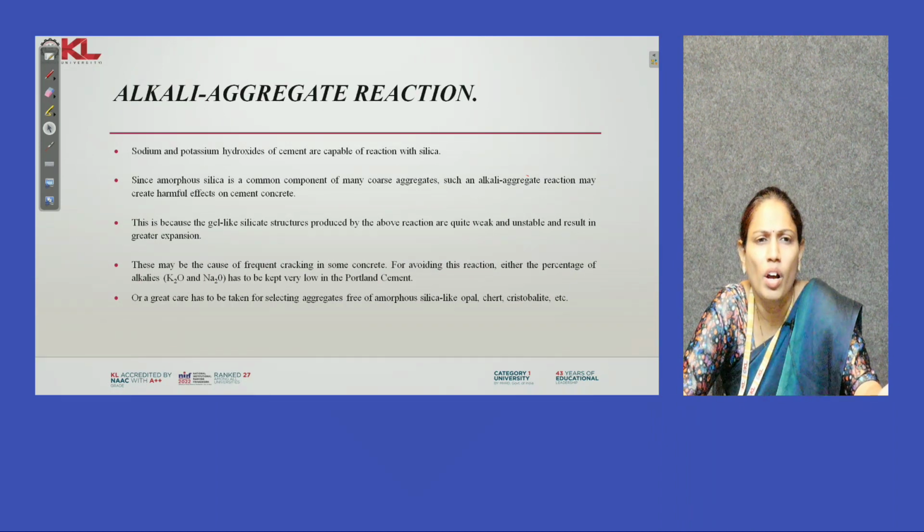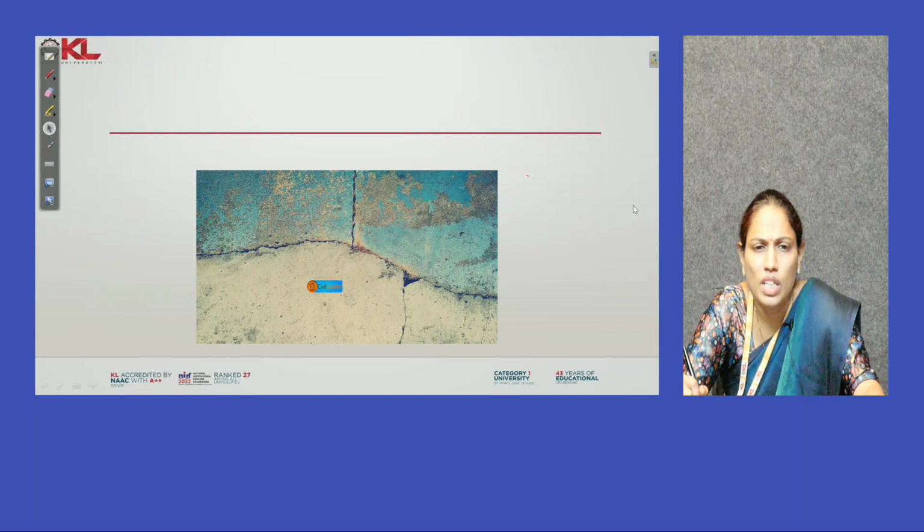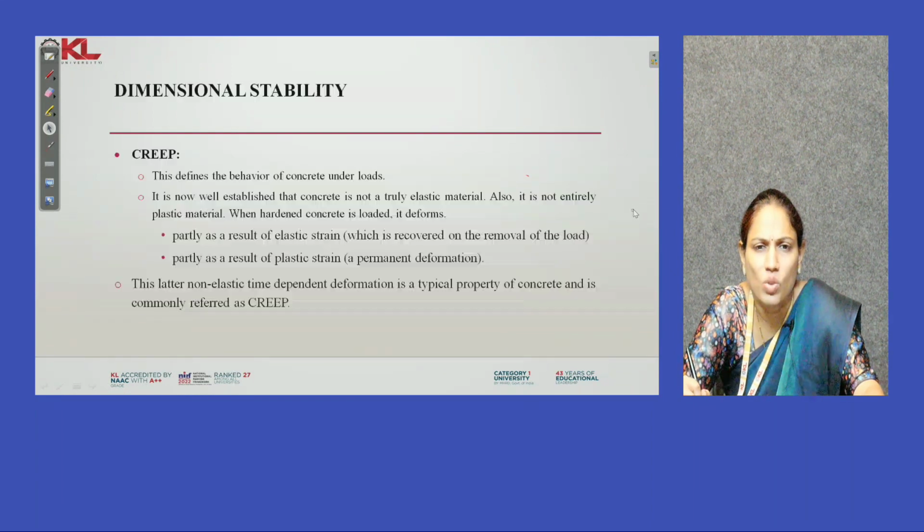Since amorphous silica is a common component of many coarse aggregates, alkali aggregate reaction may create harmful effects on cement concrete. This is because the gel-like silicate structure produced by the above reaction is quite weak and unstable and results in great expansion. So if you see, this is because of alkaline reactions.